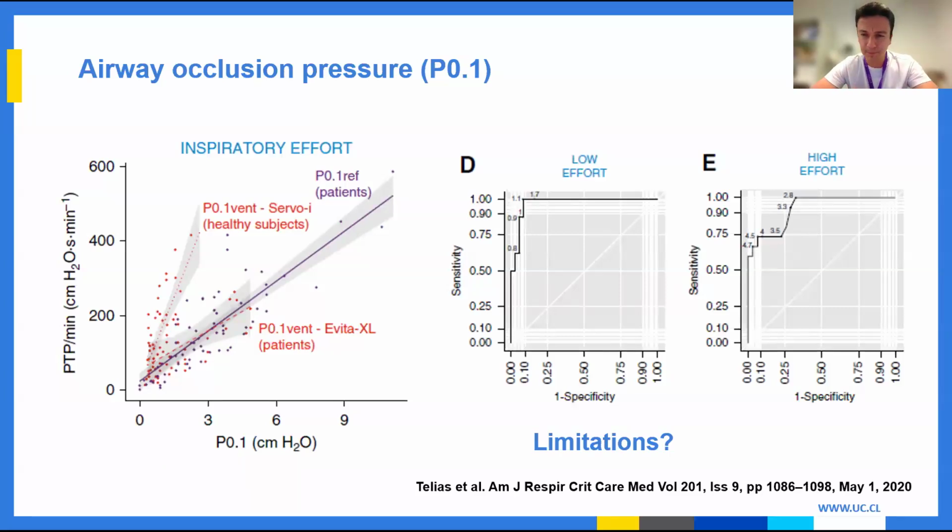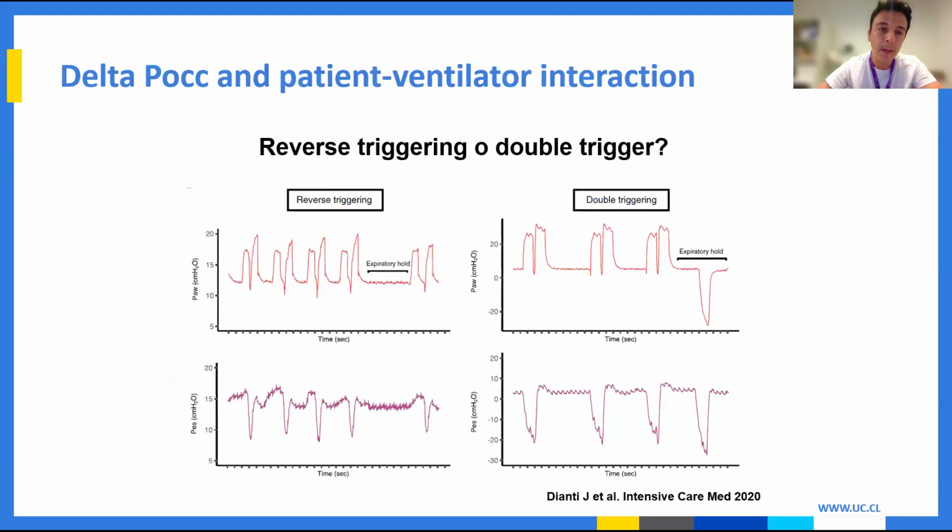In patients with hyperinflation, sometimes P0.1 can be underestimated. And some ventilators really don't do the maneuver. They just measure the drop in pressure during the breathing or during the trigger phase. So probably that would be an underestimation of the P0.1.